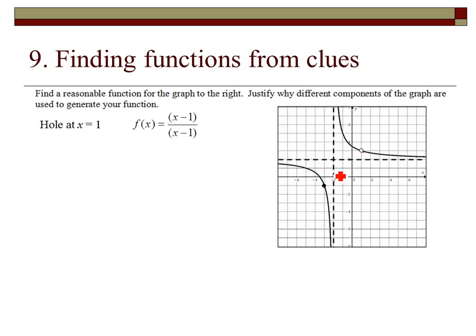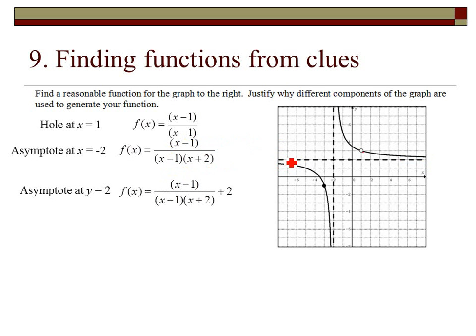We have an asymptote at x equals -2. Well, that means I have to have x plus 2 on the bottom. I have a horizontal asymptote at y equals 2. So as x goes to infinity, the dominant term will be on the bottom, and this would go to 0. So the easiest way for me to get this asymptote is just to add 2 to the equation. Okay, now this gets most of it.